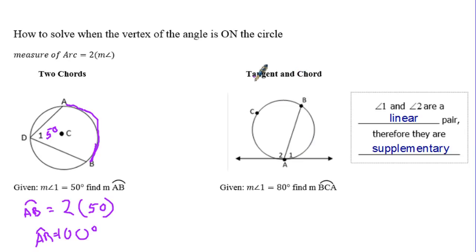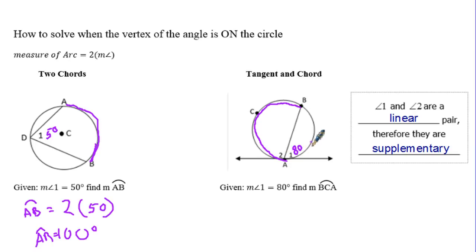Over here, this is another example where it's a tangent line meeting with a chord. So we get this straight line here. Angles 1 and 2 form a linear pair. Therefore, they have to be supplementary. So if I gave you that angle 1 was 80 degrees, but then I asked you to find arc BCA. BCA goes here, B to C, all the way around to A. So it's kind of the opposite of what I'm given.